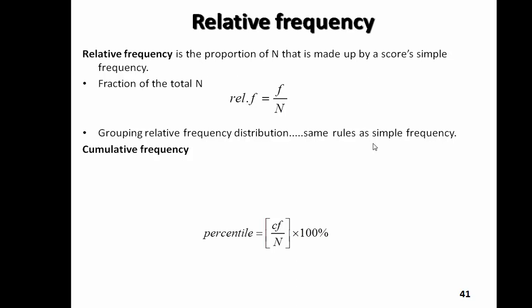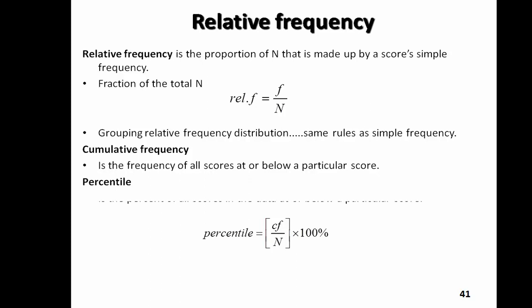Following the calculation of the relative frequency, which is a proportion, the cumulative frequency is then calculated, which, according to the term, starts to accumulate the number of scores that occur at or below a particular score, and that moves us to the computation of the percentile. And the percentile is a percent value at which a particular score resides, and all the rest of the data lies below that particular score.